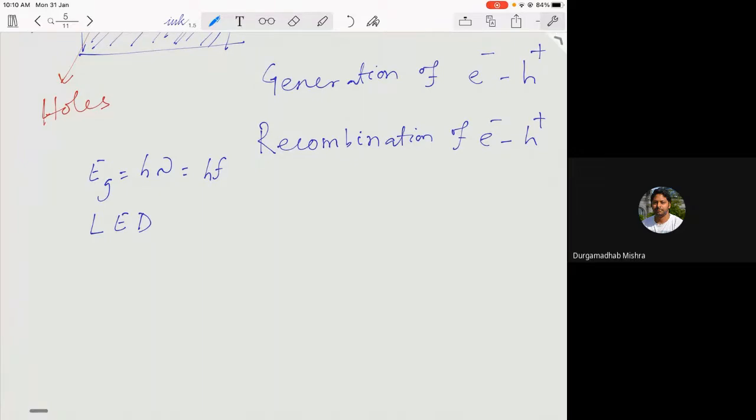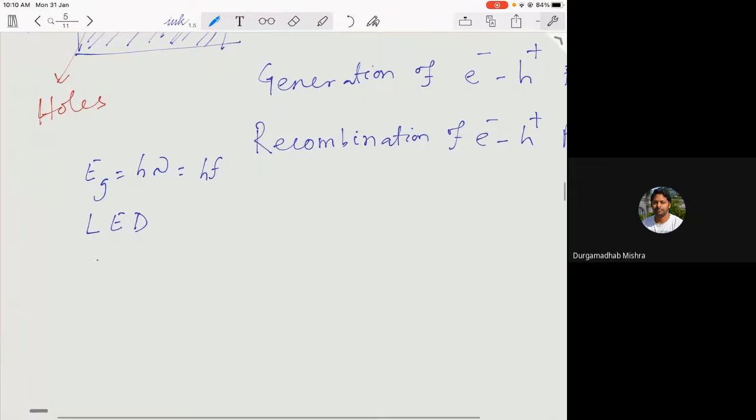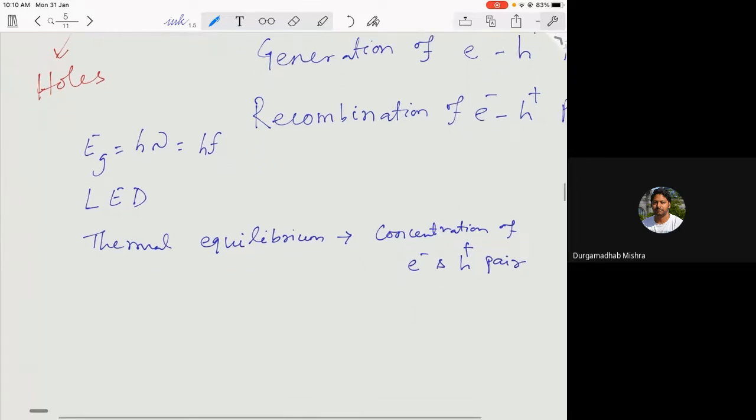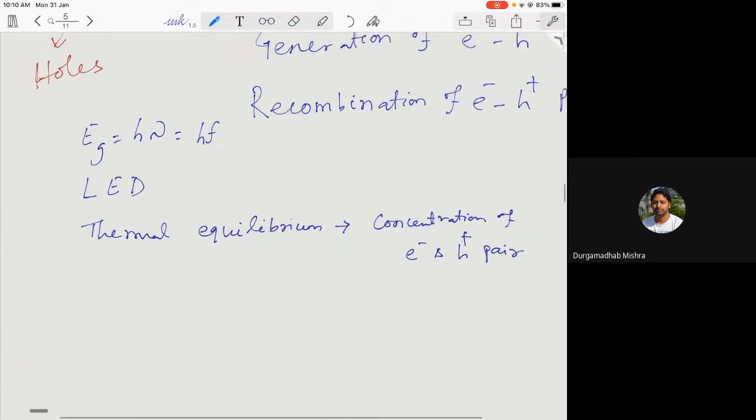So at thermal equilibrium, when your semiconductor is at thermal equilibrium, you have some equilibrium concentration of electron and hole pairs. Okay. So now what happens to the band when you are applying an electric field?